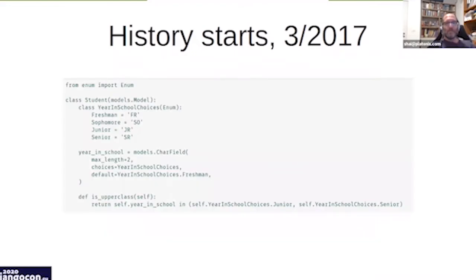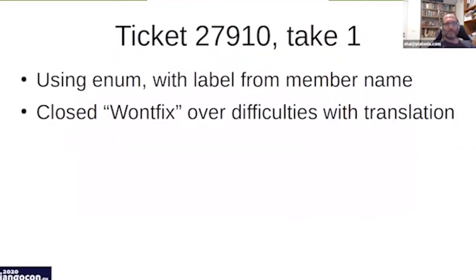The suggestion itself, however, was a little naive, asking for enums to be used directly and for labels to be always generated from the enum member names. It was pointed out immediately that this left no room for specifying translatable labels, which, for Django, is a strict requirement. So the ticket was closed over this issue.